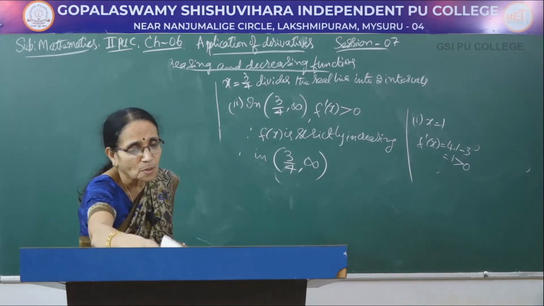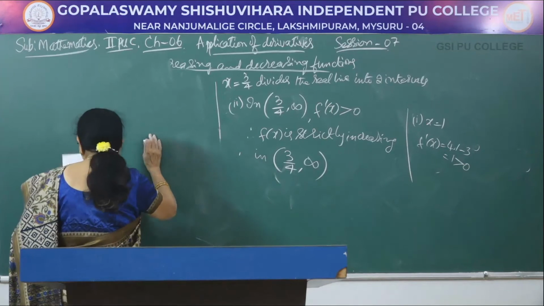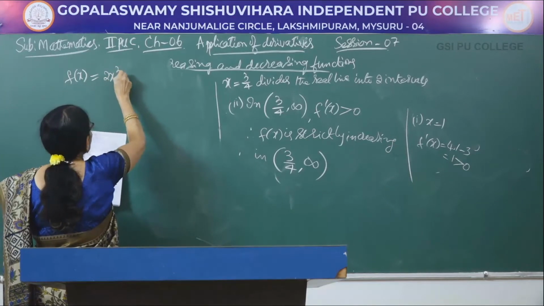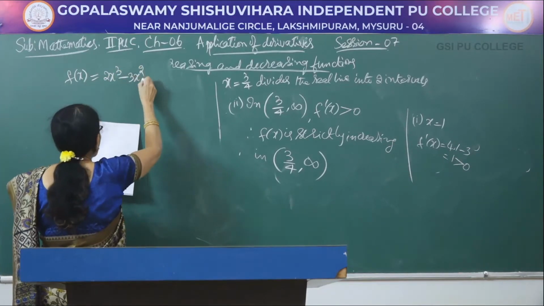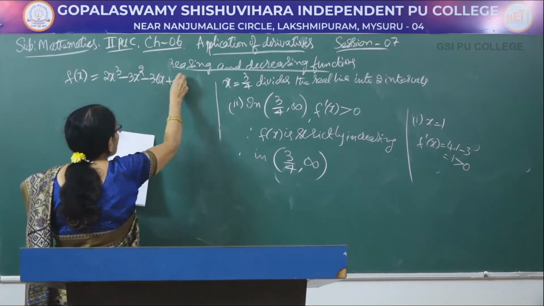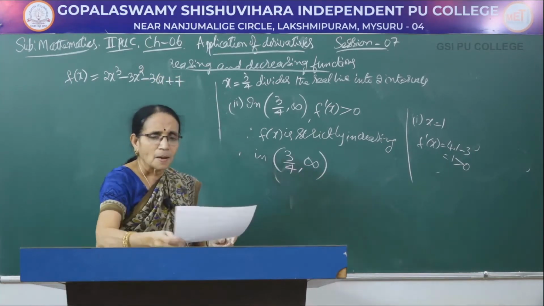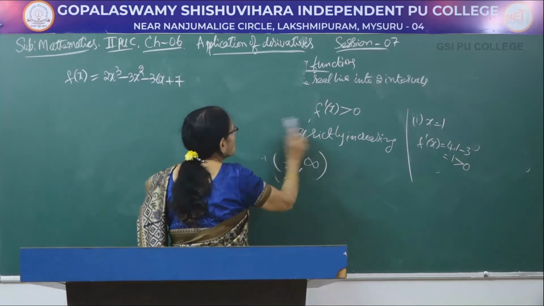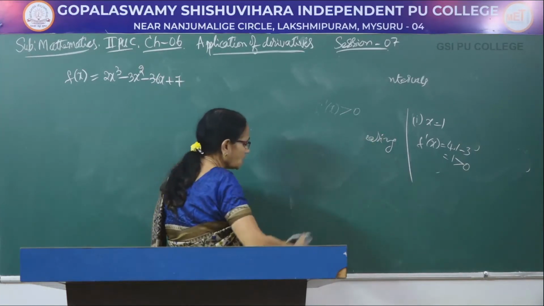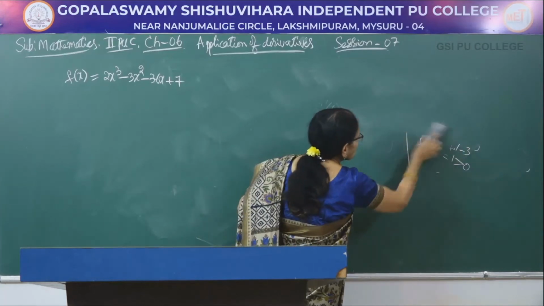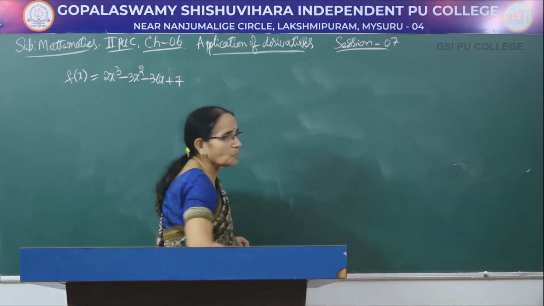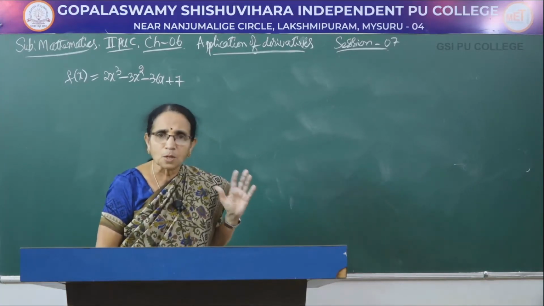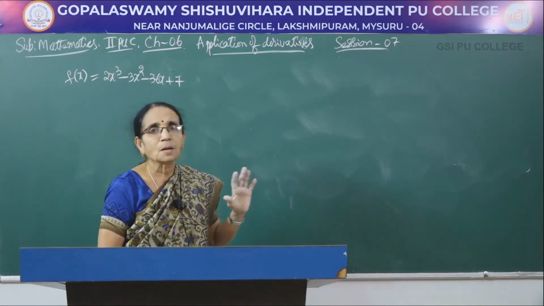Whereas, in the next problem, I am having a third degree polynomial function, that is f of x is equal to 2x cube minus 3x square minus 36x plus 7. Here the method is same, but the calculation part would be more, because when you differentiate a third degree polynomial function and equate it to 0, instead of a simple equation, we get a quadratic equation. Naturally quadratic means there would be 2 values for x, hence we will be having 3 intervals.